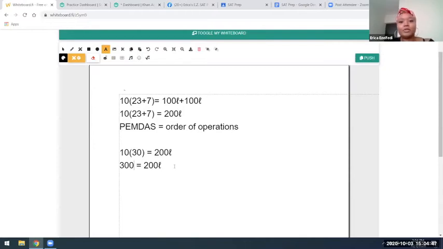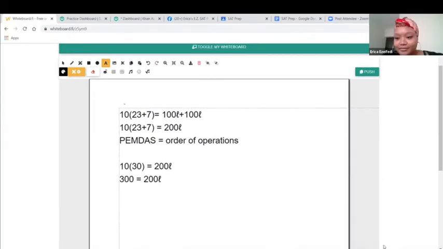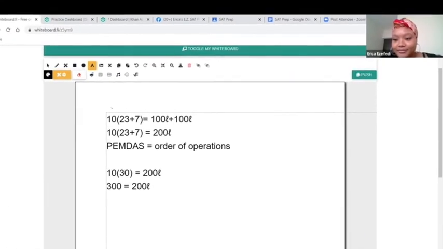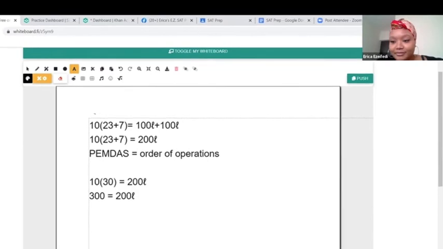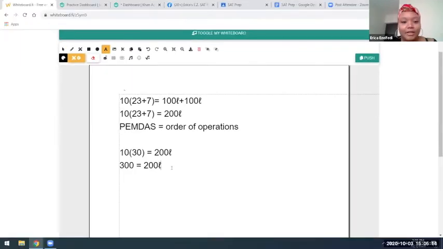So we have 300 equals 200L. Now, what is being done to this L right here? Before we isolate it, we just want to look at what's being done to it in this moment. It's being multiplied by 200, right? So what is the opposite of multiplying by 200? Divya, let's try to let somebody else answer, if anyone else has an answer.